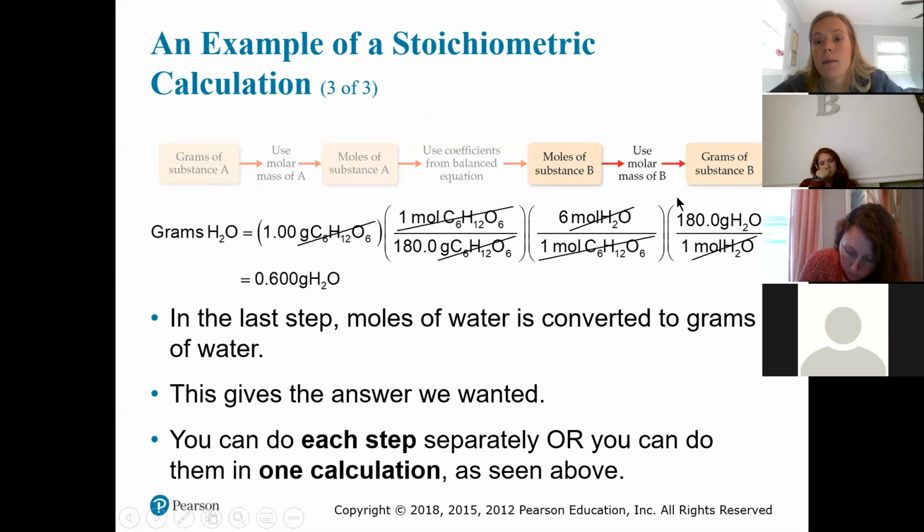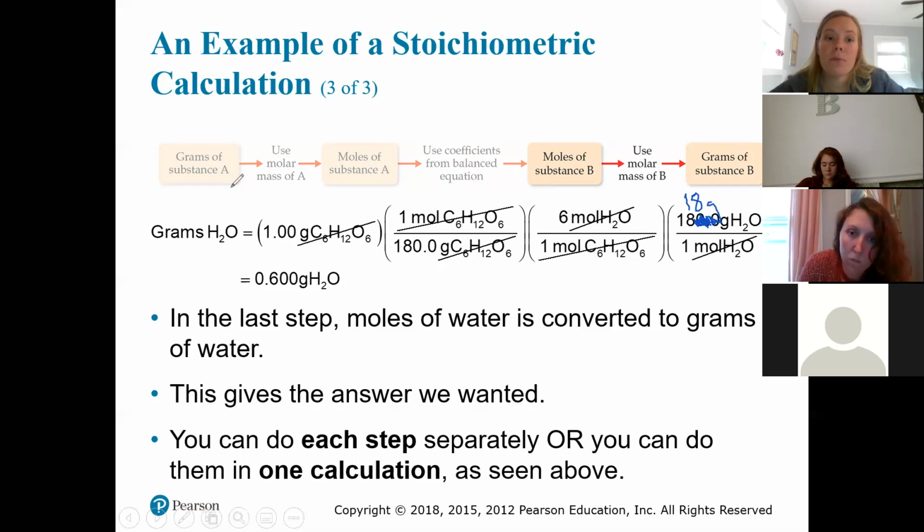Okay, so final step here is to, this slide is incorrect. It's not 180. The molar mass of water is 18 grams.